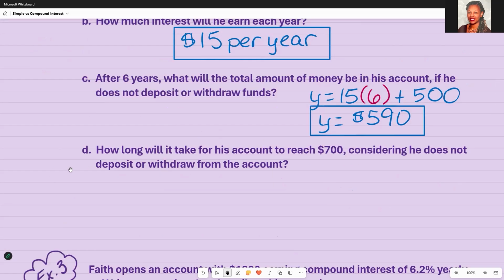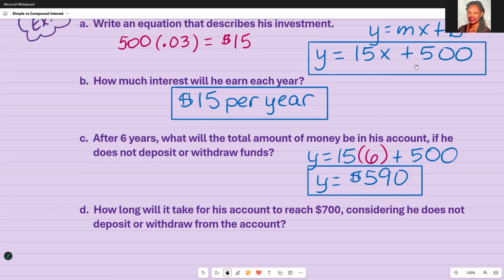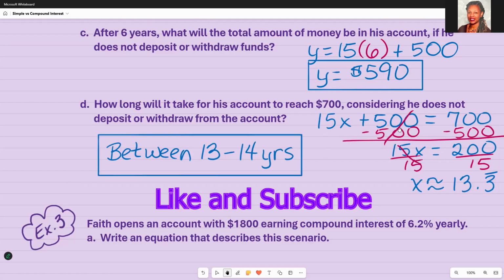You're then asked in part D, how long will it take for his account to reach $700, considering he does not deposit or withdraw from the account? You're going to still use the equation that you set up, but it says how long will it take to reach this $700? We're going to set it equal to 700 versus y. Or you could go to the table as well and look to see when it's going to actually get to 700. Mathematically, this is what it would look like if you were trying to set it up. If instead of saying reach, it said exceed 700, then you would put a greater than sign, and then you would try to solve it as well.